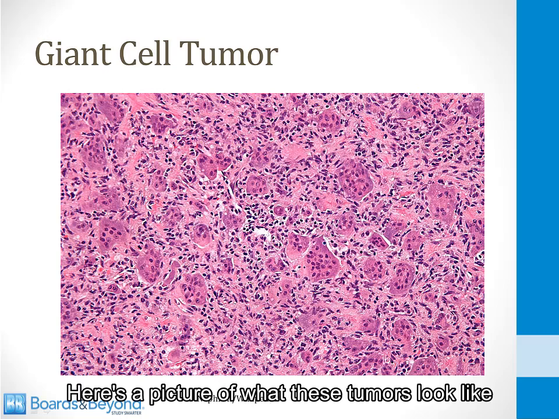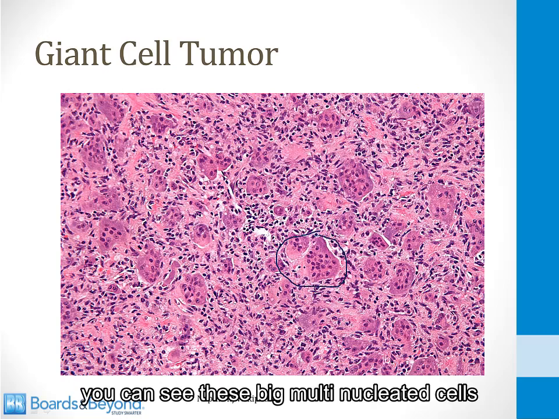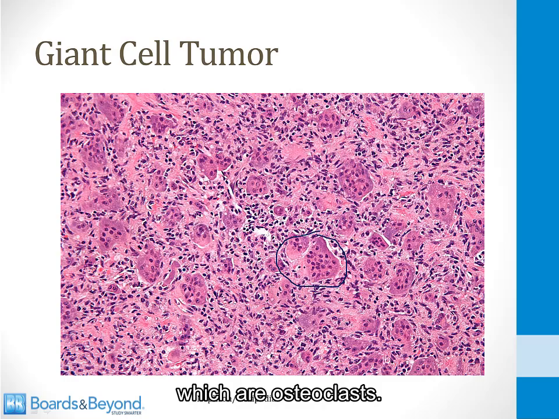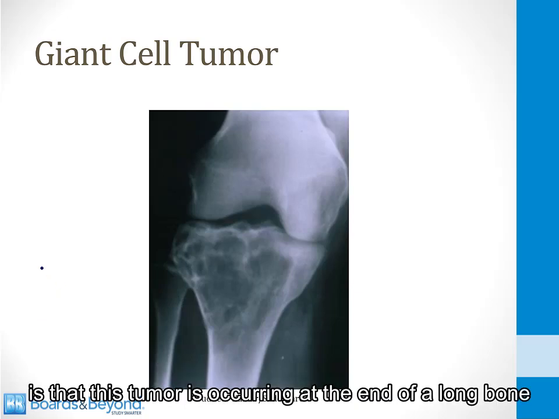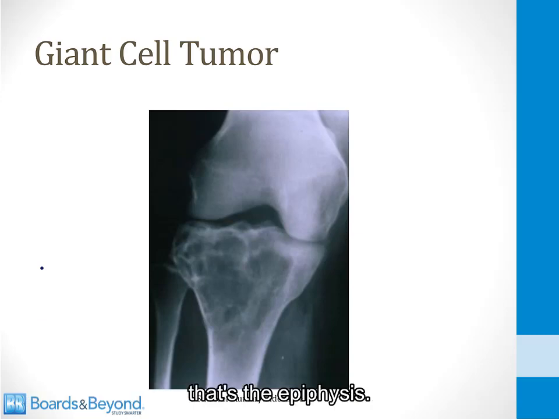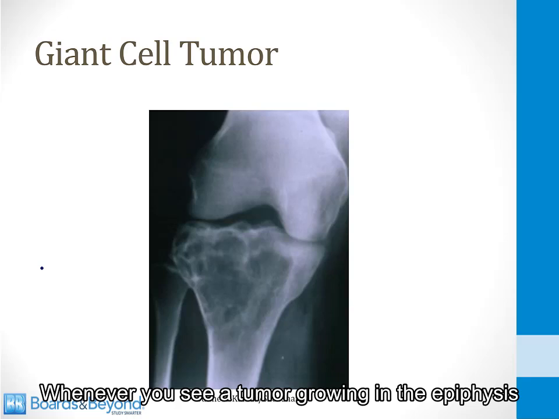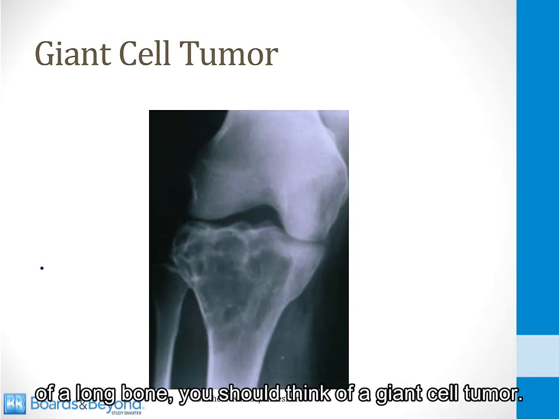Here's a picture of what these tumors look like under the microscope. You can see these big multinucleated cells, which are osteoclasts. Shown on this slide is an X-ray image of a giant cell tumor. The most important thing for you to note is that this tumor is occurring at the end of a long bone. That's the epiphysis. Whenever you see a tumor growing in the epiphysis of a long bone, you should think of a giant cell tumor.